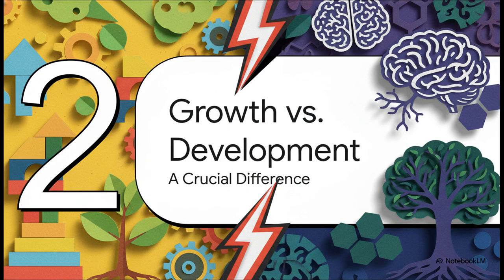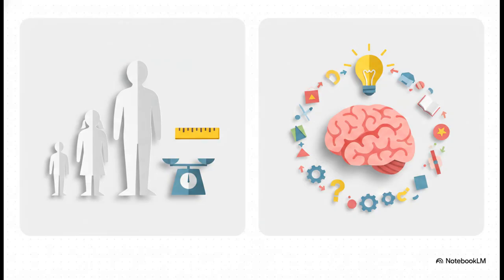Moving briskly along, here is Section 2, Growth versus Development. These two terms get mixed up all the time, so let's separate them. Picture our cartoon character again. Growth is when our character physically stretches taller and gets heavier. It's purely quantitative, structural, and most importantly, it stops once they reach maturity. You can measure it with a ruler or a scale.